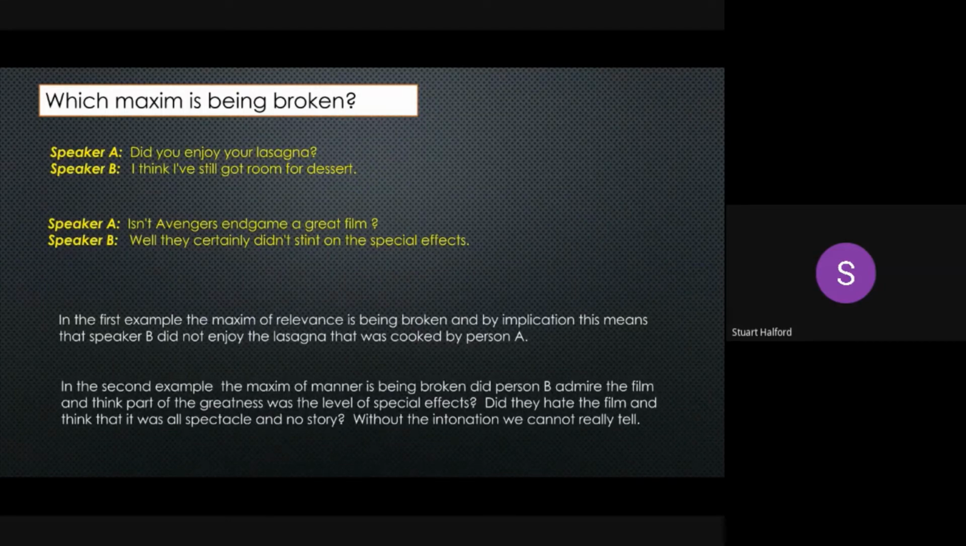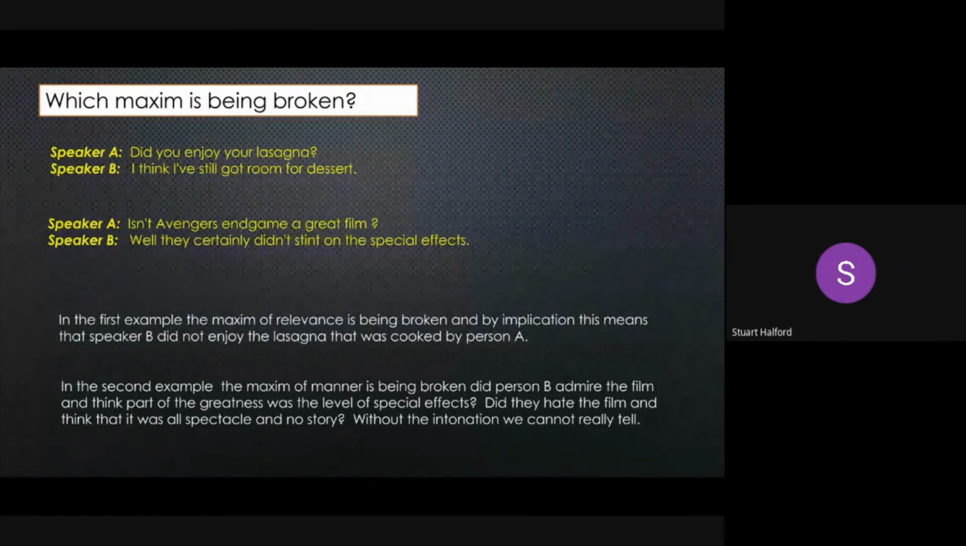In the second example, the maxim of manner is being broken. Did person B admire the film and think part of the greatness of the film was the level of special effects and they totally amazed them? Or did they actually hate the film and think it was all spectacle and no story? Without the intonation, we can't really tell. And even sometimes with the intonation, we can't really tell. So it's not entirely clear what they're trying to say there.